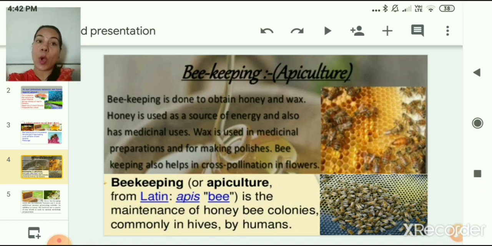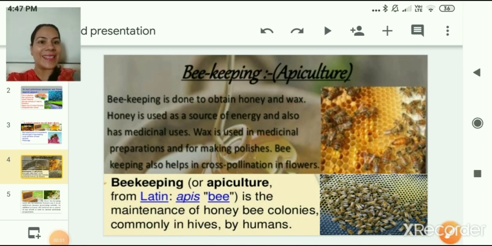Beekeeping is done to obtain honey and wax and various other substances. We all know that honey is used for its medicinal properties and for its nutritional properties. And honey is a very good source of energy. Wax is also used for medicinal properties and for making various types of polishes. Beekeeping is also helpful in cross-pollination of flowers.